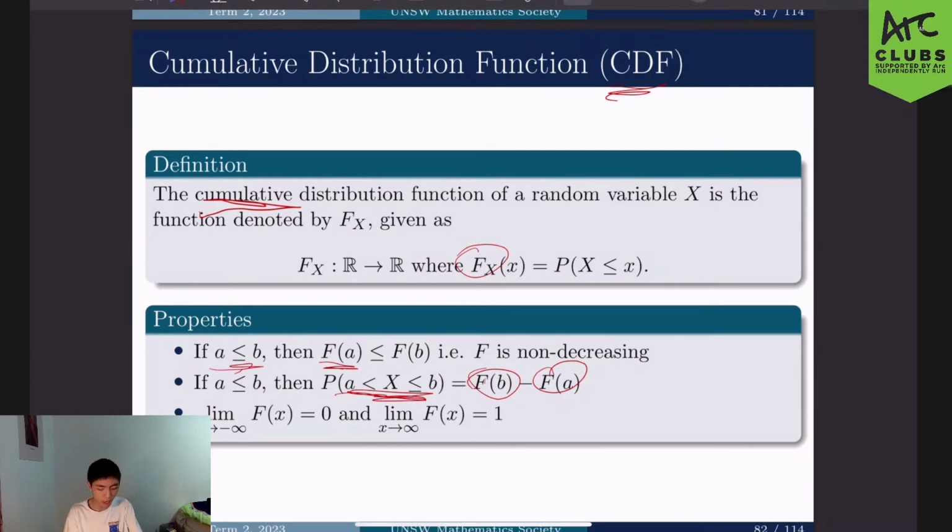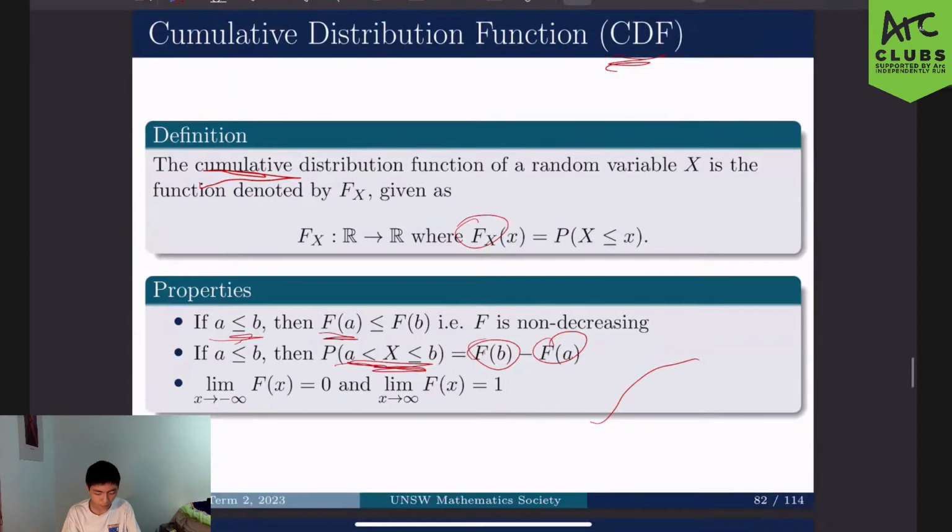Okay, when you approach negative infinity, the cumulative distribution should start from 0, and when you approach infinity, it should go to 1, because the sum eventually should reach 1, right? So it should basically be an increasing function. It's non-decreasing, so it can be constant, but it can't have a negative gradient because you're adding up numbers continuously, or if it's discrete, you add up all of the numbers from the very left all the way to the right, so it should always be going up.